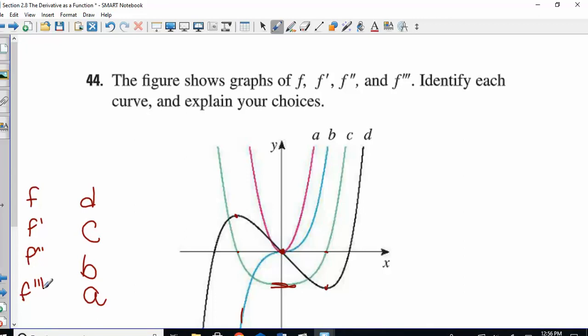Is that one okay? Let's work on our homework.